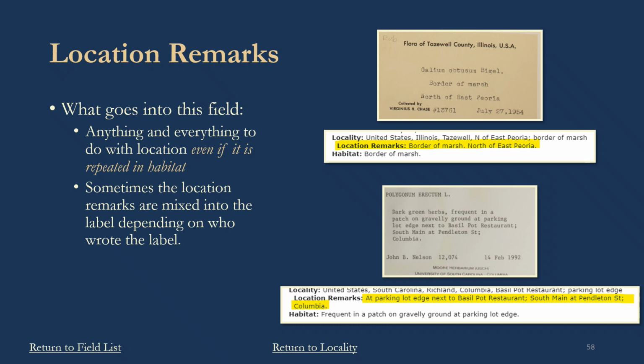Anything and everything to do with location, even if it is repeated in habitat, goes into location remarks. Georeferencers will often reference this field when working, so everything they need to find the specimen location from the label should be available to them in this field. Sometimes the location remarks are mixed into the label depending on who wrote the label, so there will be a certain amount of parsing involved.